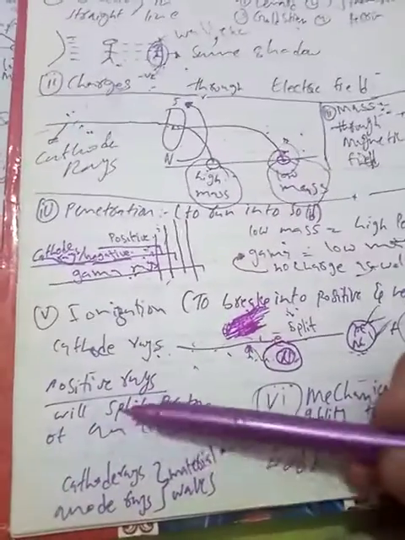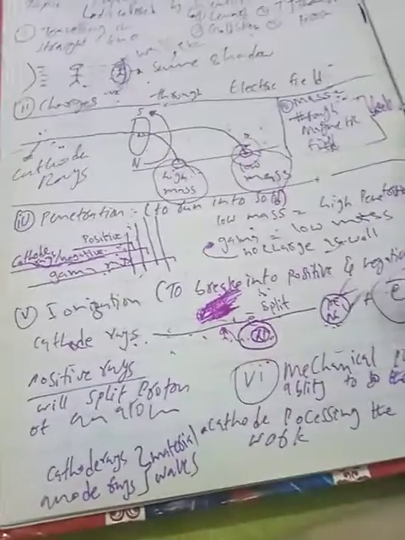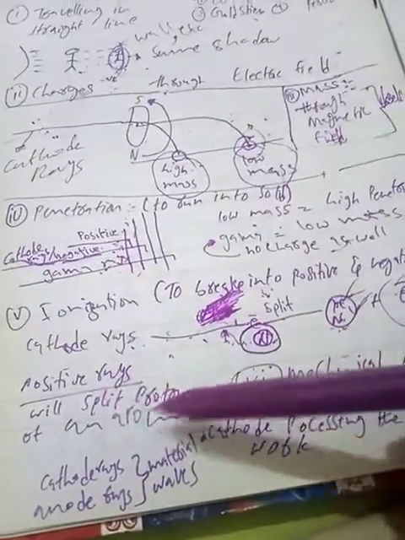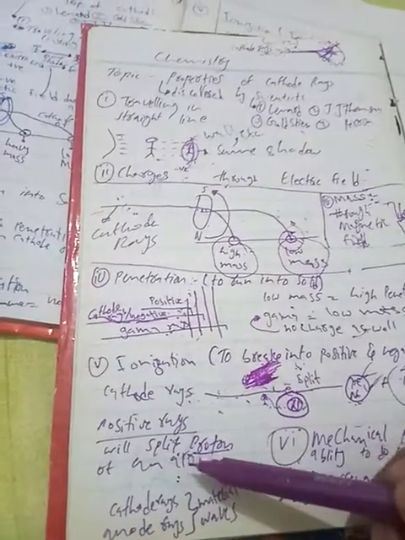And then there are a few more points: positive rays will split only the proton of an atom, and cathode rays will split the electron of an atom.